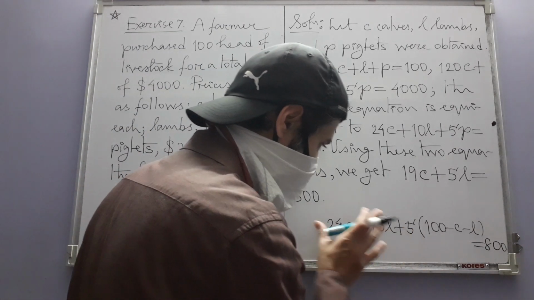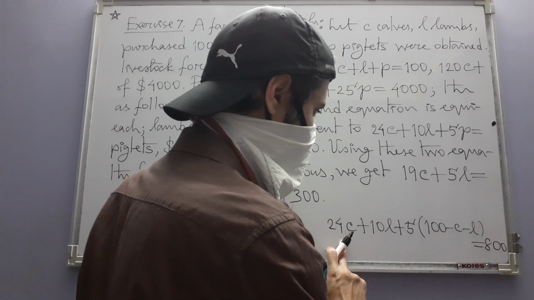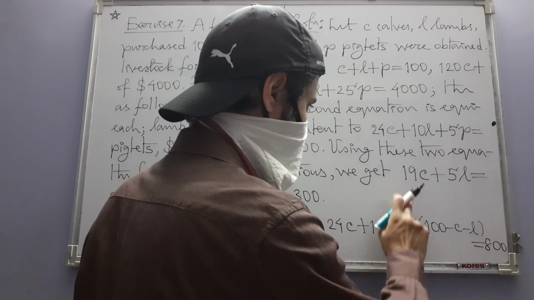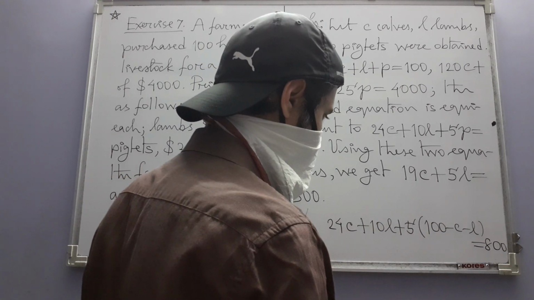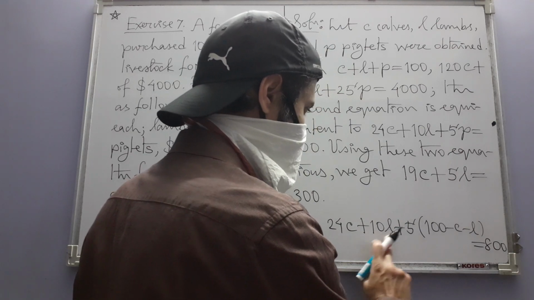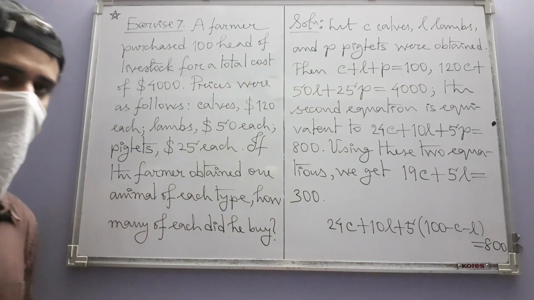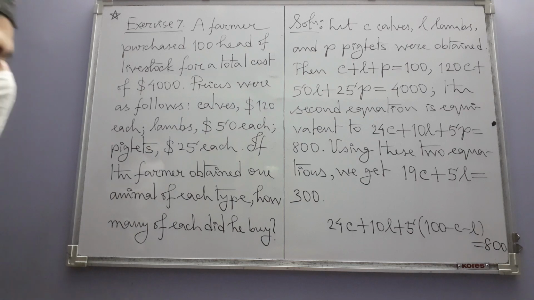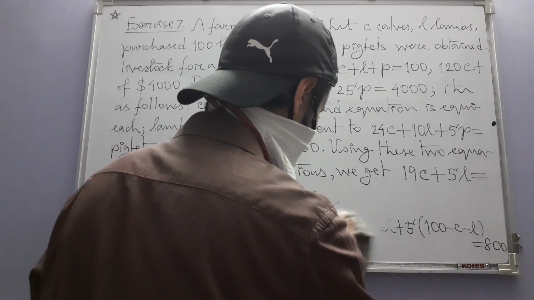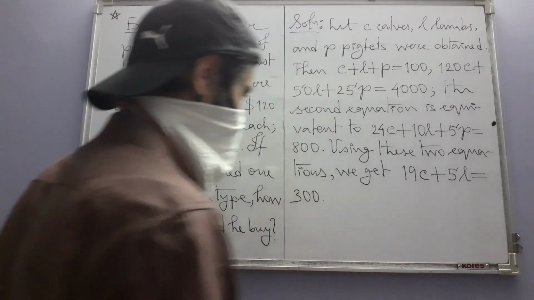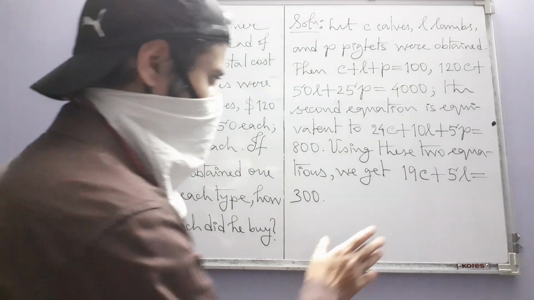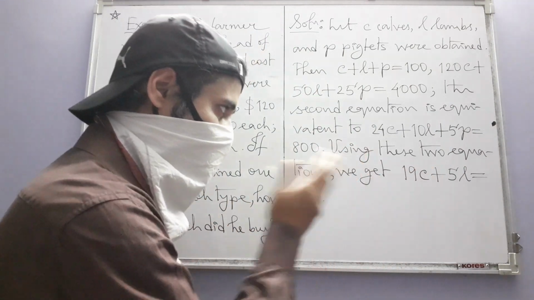But what goes on here itself? 24c minus 5c is 19c. And 10l minus 5l is 5l. Yes, correct. So that means there is no problem with this one. So now what we do, now we write the general solution to this Diophantine equation.